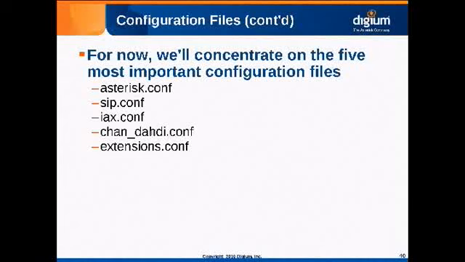And then last but not least, we want to look at extensions.conf. Extensions.conf is our dial plan. This is where we add the logic to the system. This is where we have the most fun in Asterisk. Okay? So let's start off looking at just kind of the basics of these files, and then we'll come back and get into some more real-world examples.